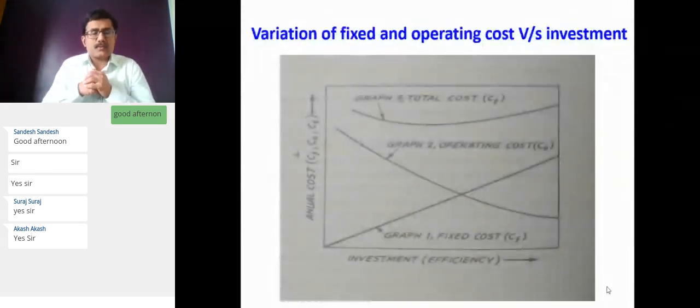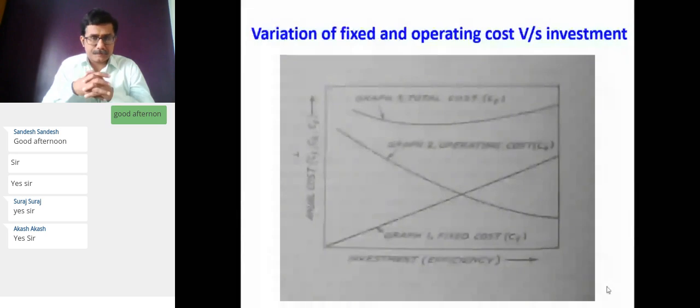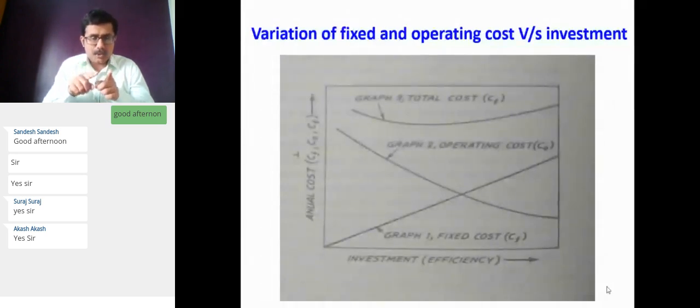Now, whatever the discussion that we had till now, most of the time the discussion was revolving around the 2 points or the 2 costs. One is nothing but the fixed cost, and another is nothing but the operating or the variable cost, isn't it? So the addition of these two, fixed cost plus the operating cost, is nothing but the total cost of the power plant.